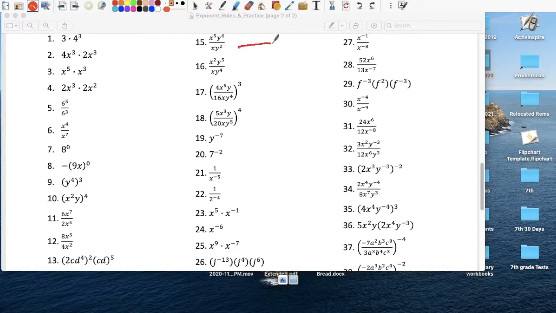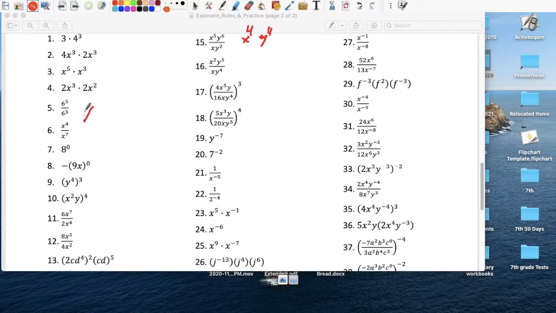I know that there are 5 x's being multiplied and 1 x at the bottom. So if I cross them out, I'm going to have 4 x's left over. For y to the 6 and y squared, there are more y's in the numerator, so that's going to be y to the fourth. That's my final answer.